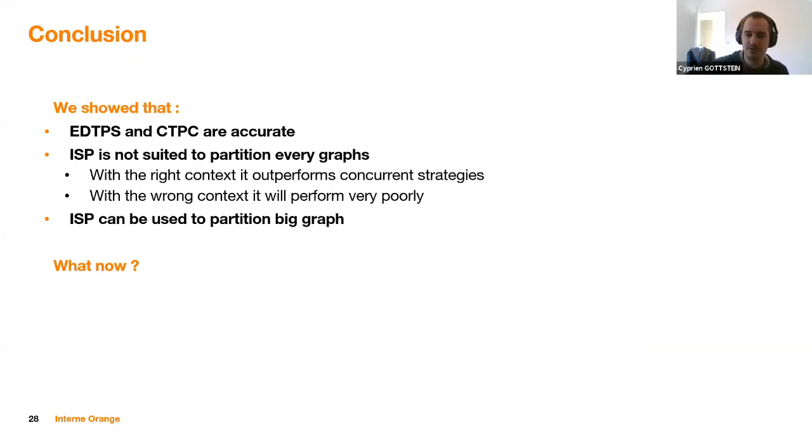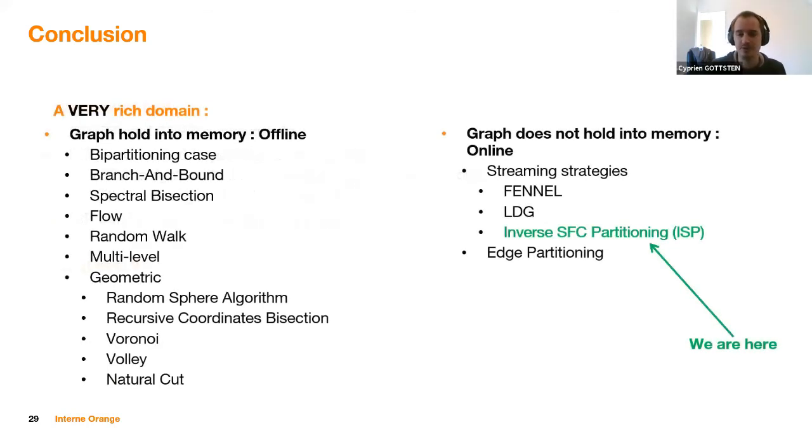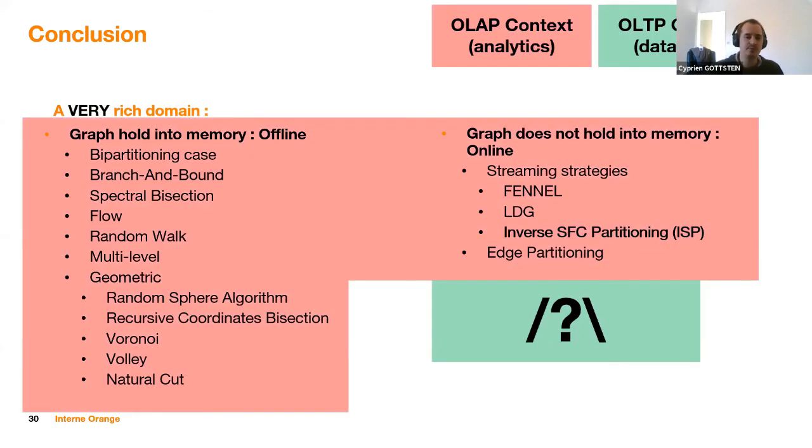So what is our next step now? I just showed you before a very simplified view of the graph partitioning research domain. And here's the same, but this time filtered by which ones are oriented to be used in an analytic context and which ones in a database context. And as you can see, pretty much nothing is done toward graph partitioning in database engines.